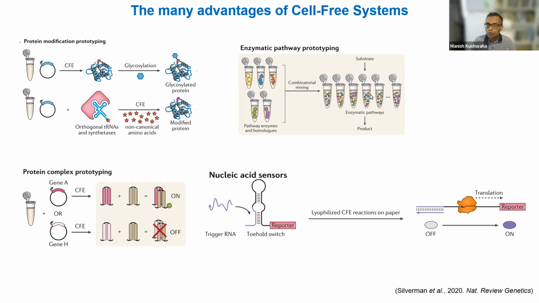You can do pathway prototyping by mixing different kinds of enzymes together and seeing which enzymes are the best ones for your substrate conversion and so on. You can also use them to study protein-protein interactions. You can express your proteins in cell-free and look at how they interact with each other, or you can use them as biosensors for nucleic acids, for DNA, for RNA, and for small molecules, as I talked about earlier.